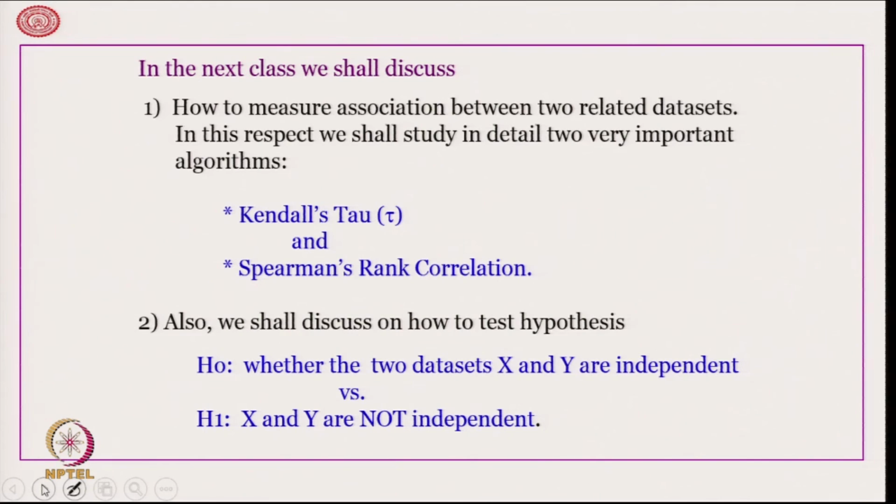Okay friends, I stop here today. In the next class, we shall discuss how to measure association between two related data sets. In this respect, we shall study in detail two very important algorithms, namely Kendall's tau and Spearman's rank correlation. And also we shall discuss how to test the hypothesis, that is H naught, whether the two data sets x and y are independent versus x and y are not independent.